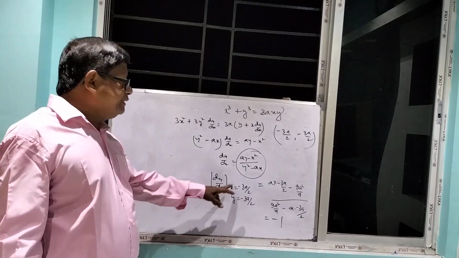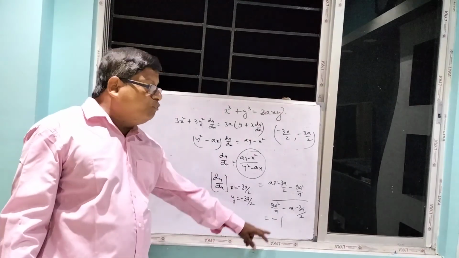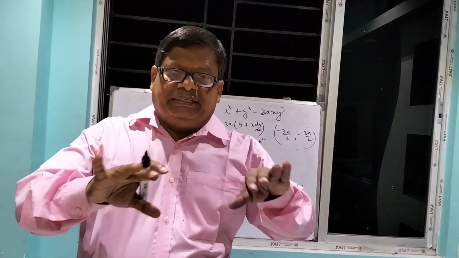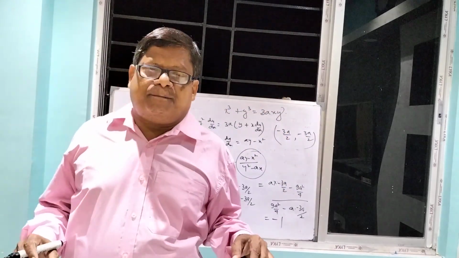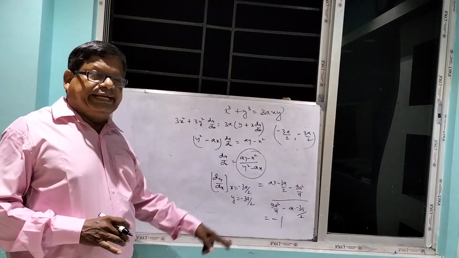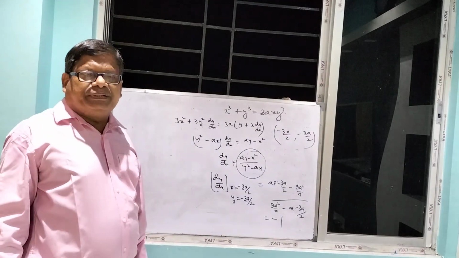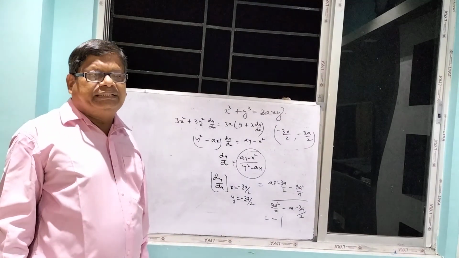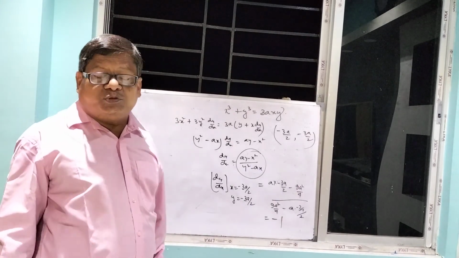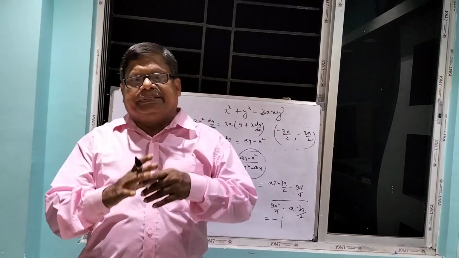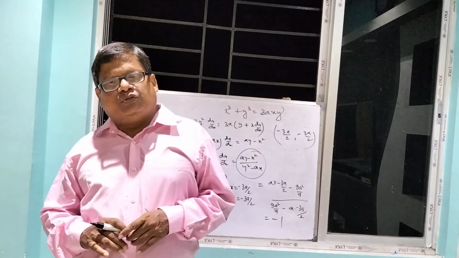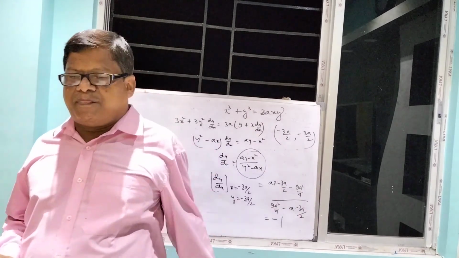So the gradient dy/dx at the point is minus 1. Then it represents that an obtuse angle is formed with the positive direction of the x axis. So dy/dx negative means it represents an obtuse angle. It makes an obtuse angle with the positive direction of the x axis. Okay? Understood?